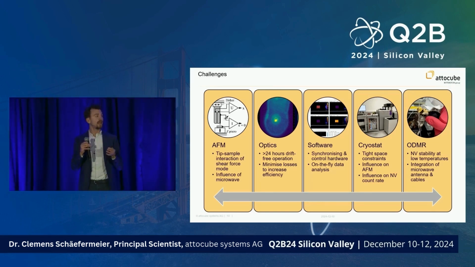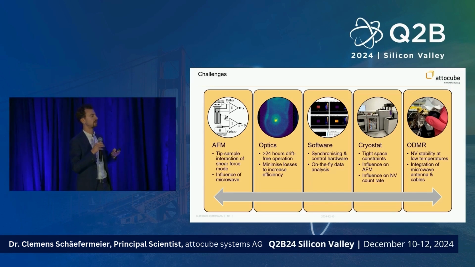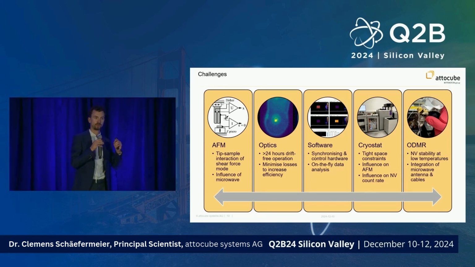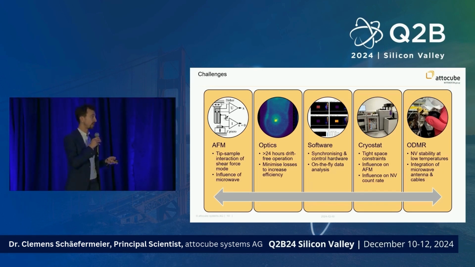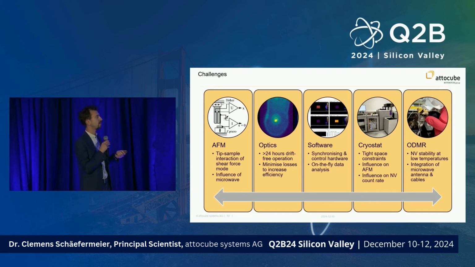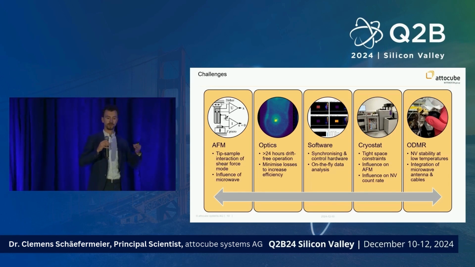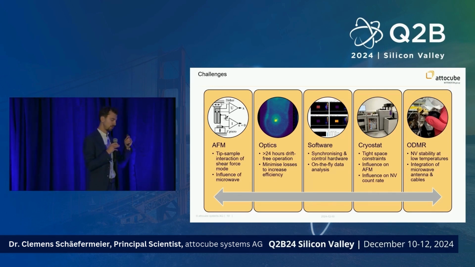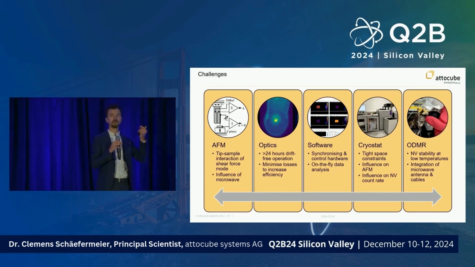And while AFM is a method that is known since more than 1 decade, the exact behavior, the interaction between the diamond tip and the sample is quite different from typical AFM methods and needs to be understood for robust operation. The optics are important, especially the drift freeness of the optics, because the measurement can take up to several hours depending on the image, the resolution, the scan area of interest. So you want to make sure that you collect all the fluorescence from your NV center.